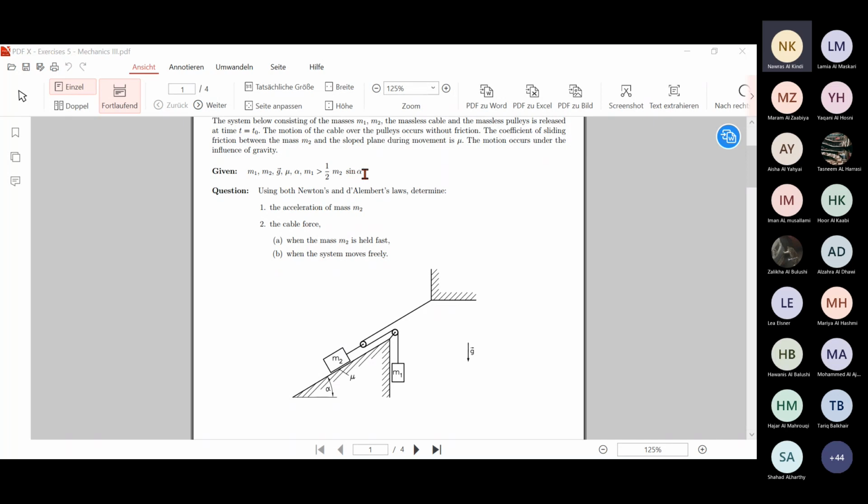Now, the question is: using both Newton's and D'Alembert's laws, determine first the acceleration of the mass M2, and the cable force, that means the force in the cable, when the mass M2 is held fast and when the system moves freely. These are the questions.